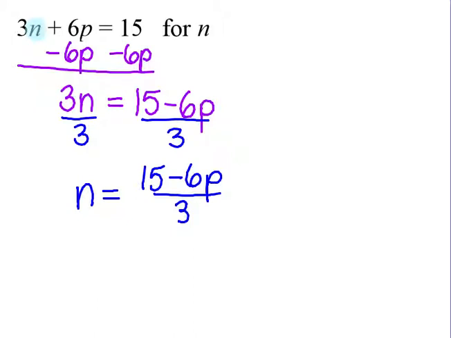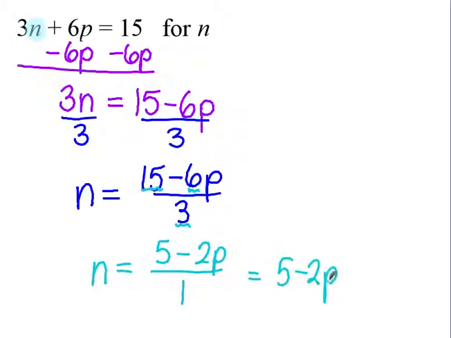If I look at all 3 of these numbers, are they all divisible by some number? What are they all divisible by? 3. Now you have to check all the numbers. They're all divisible by 3, so I can divide each of them by 3. What is 15 divided by 3? 5. 6 divided by 3? 2. 3 divided by 3? 1. So really my answer will just be 5 minus 2p.